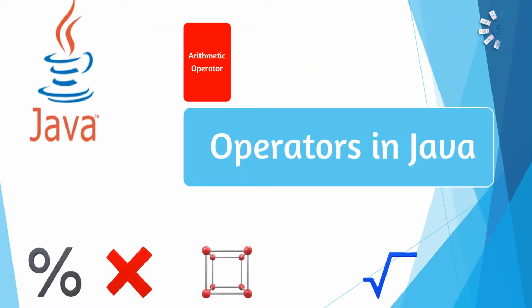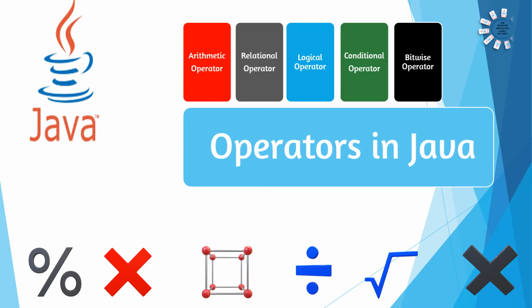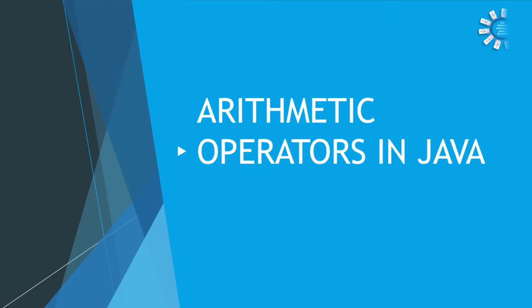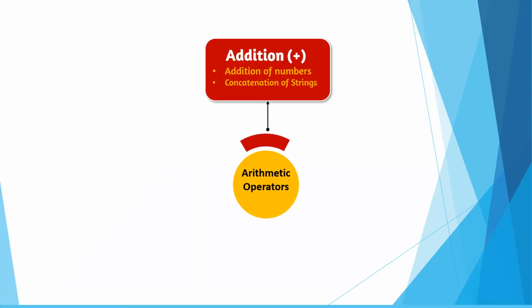The different operators in Java are the arithmetic operator, relational operator, logical operator, conditional operator, bitwise operator, and shift operator. One by one we can see how these work in Java. First of all we can discuss the arithmetic operators in Java. The first arithmetic operator is addition, that is the plus sign. It can add two numbers or concat two strings. Concat means add two strings.